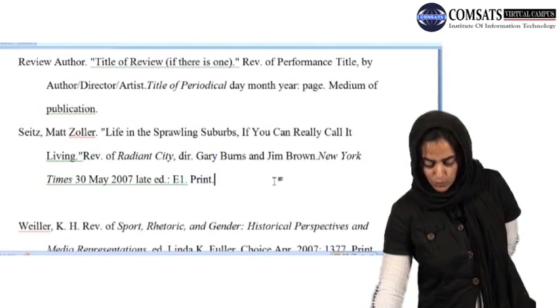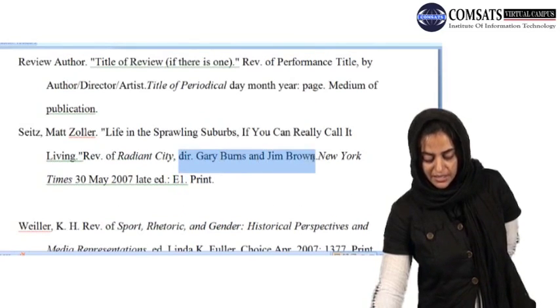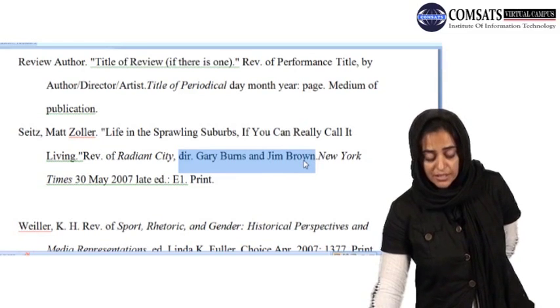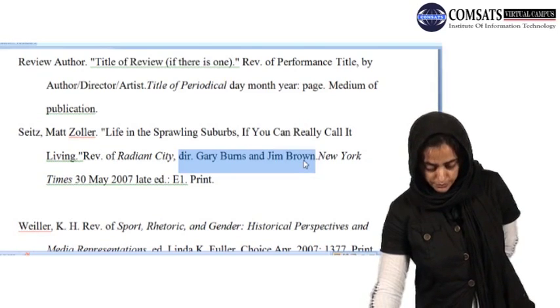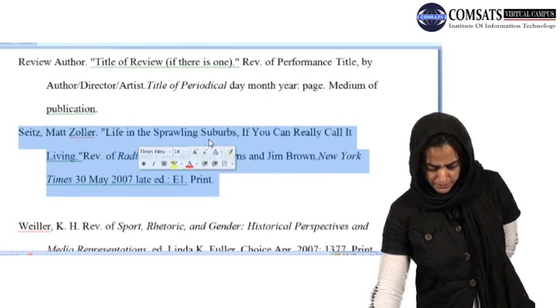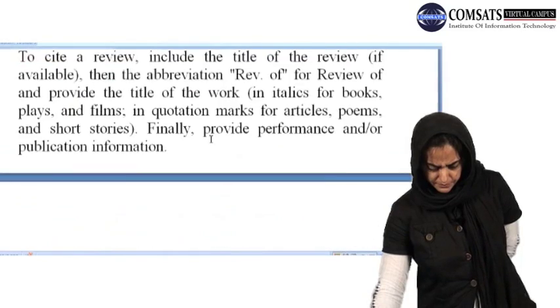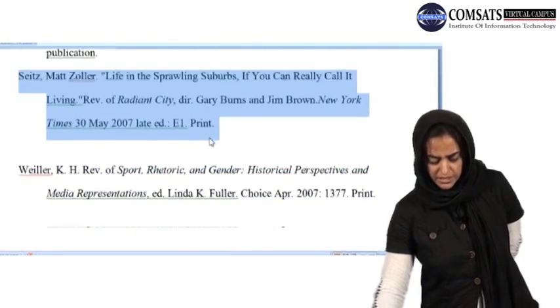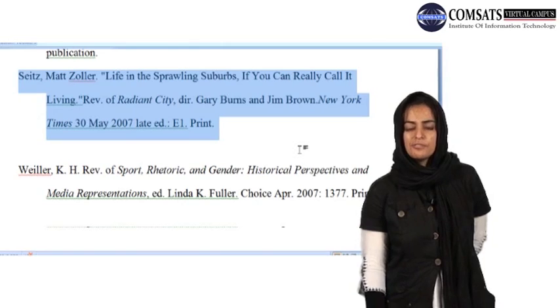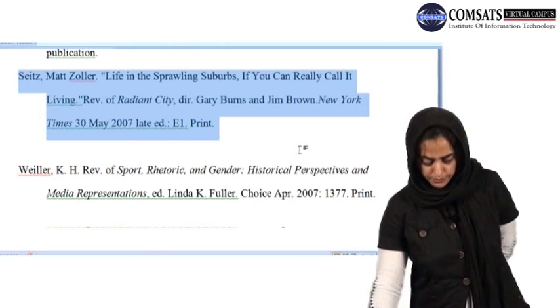And dear students, over here you can see one more thing. These are the names of the directors as well. DIR refers to directors, Gary Burns and Jim Brown. If you have directors of the main play, yes, you can add the names of the directors after the name of the main work that you have mentioned in the detailed reference of the review. Have a look again, dear students, on the screen. This is how you create the detailed reference for the works cited page in MLA referencing style for a review, for a particular piece of information that you have picked up from any review.